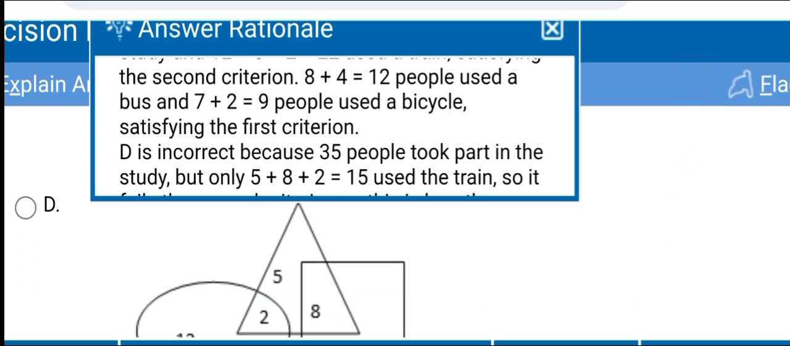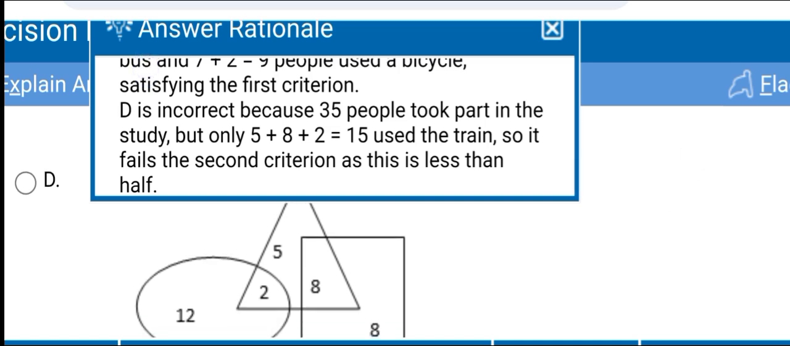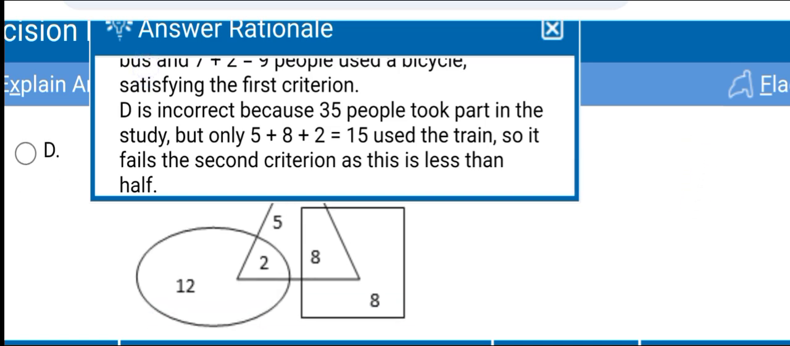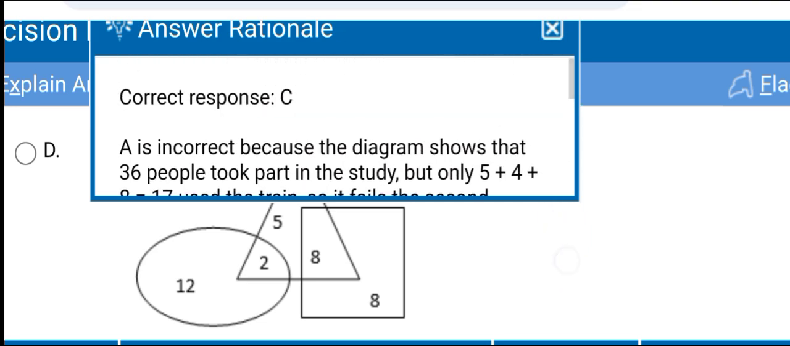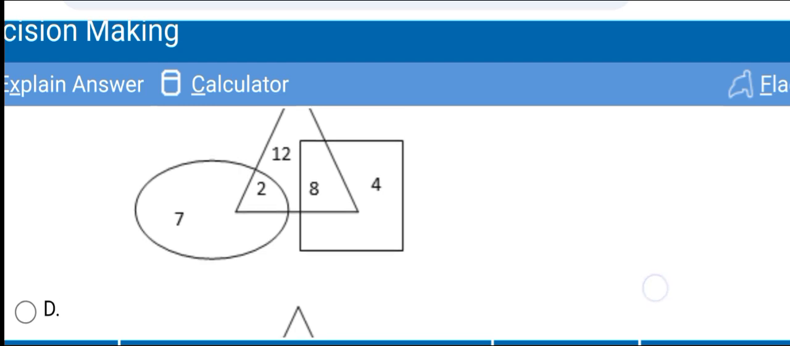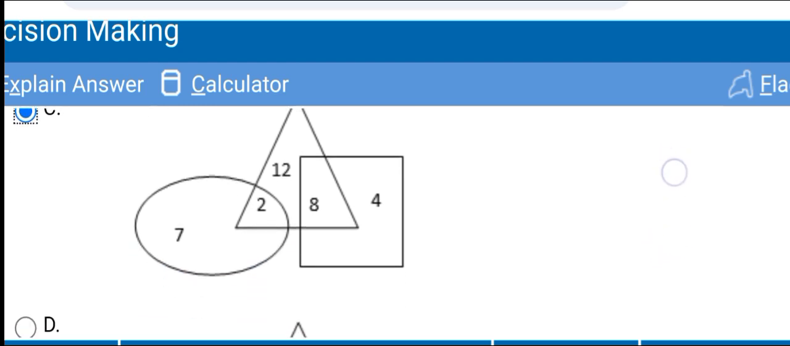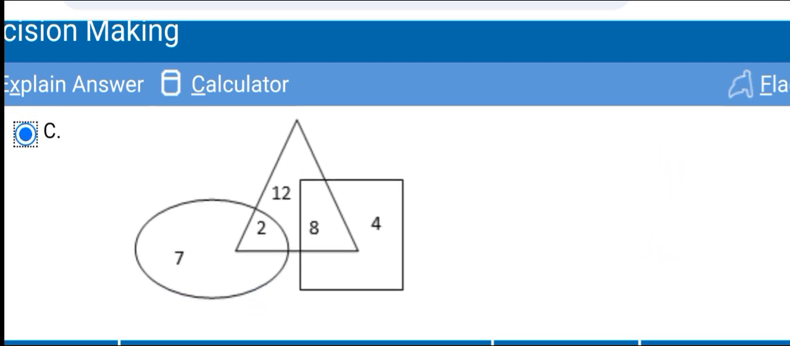D is incorrect because 35 people took part in the study, but only 5 plus 8 plus 2 equals 15 used the train. So it fails the second criterion as this is less than half. So here our correct option is option C. This diagram best represents the data given above in the passage.